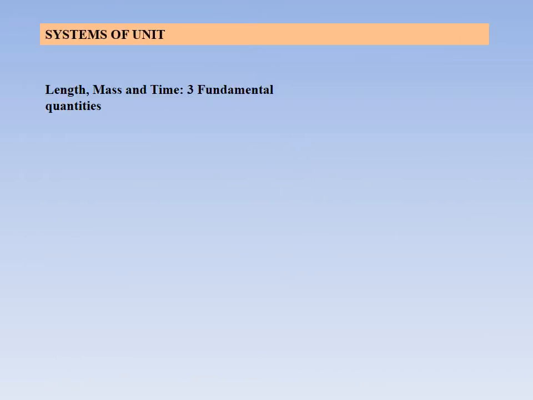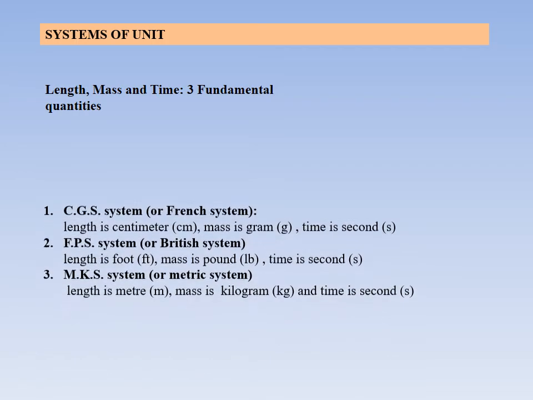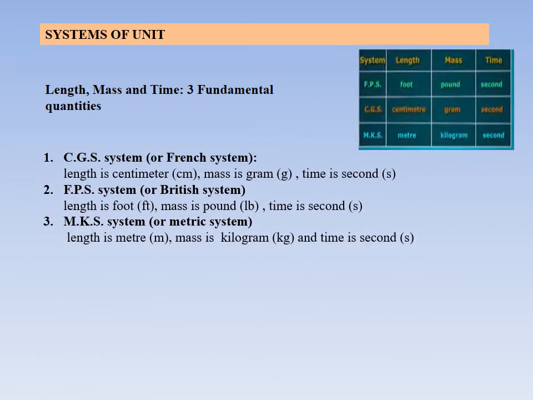Systems of unit. In mechanics, length, mass, and time are three fundamental quantities. For the units of these three basic quantities, the following systems have been used. CGS system or French system. In this system, the unit of length is centimeter, which is cm, of mass is gram, denoted by g, and of time is second, which is denoted by s.